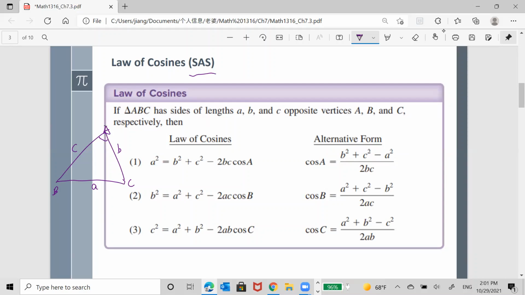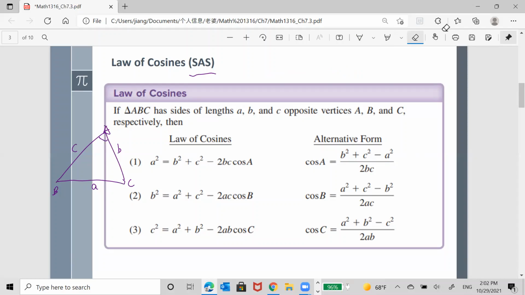This one is very similar to (a minus b) squared equals a squared minus 2ab plus b squared. So it's very similar, right? b squared plus c squared minus 2bc times cosine A. Actually, they have nothing related. I just let you use this way to memorize the right-hand side of the law of cosines. If you think it's not necessary, you can erase it.